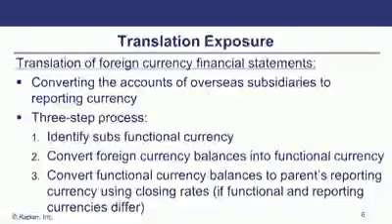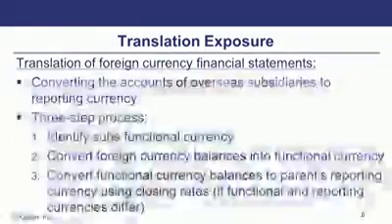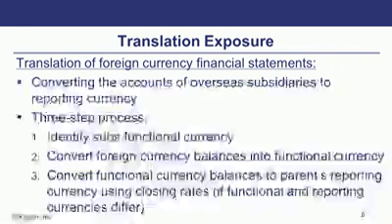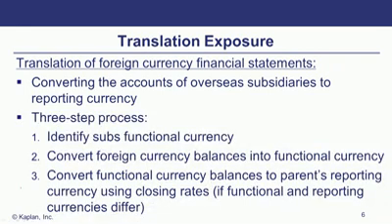Now, step two, once we've identified the functional currency, we need to convert foreign currency balances into that functional currency. So in other words, the subsidiary's local accounts might not be in the functional currency, and if that's the case, we need to convert from the local currency into the functional currency. That's step two. Now, once we've got the amounts in the functional currency, then finally we're going to need to convert from the functional currency to the parent's reporting currency. Again, if the parent's reporting and functional currencies differ. So potentially three steps: local currency into functional currency, then functional currency into reporting currency.